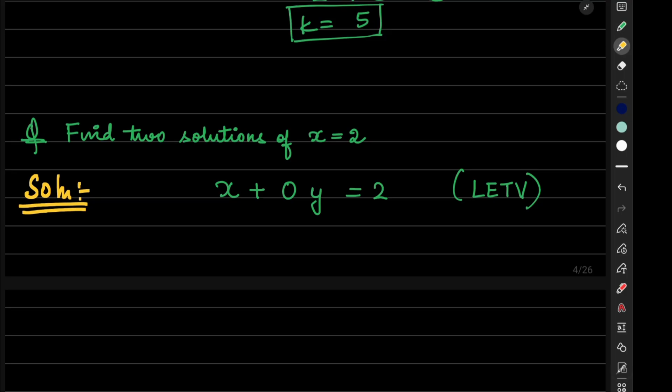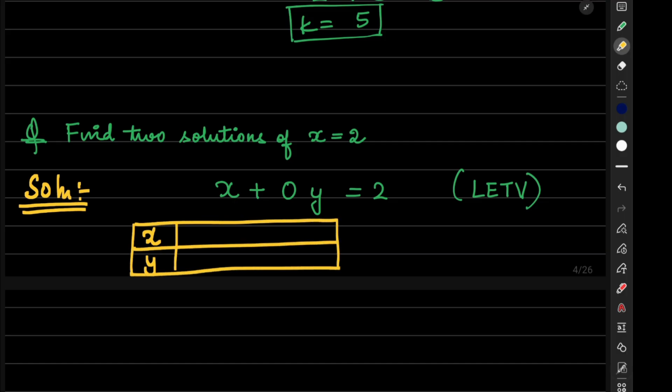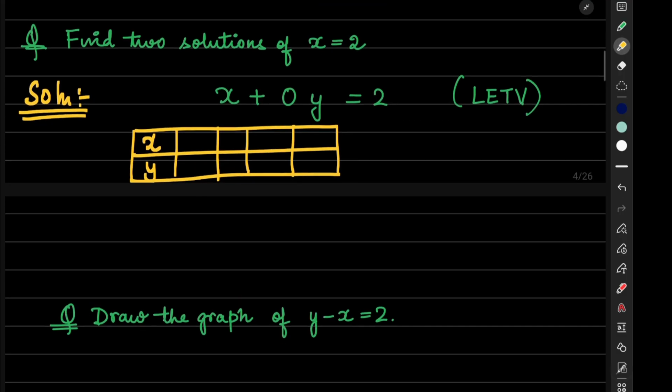Now again, as usual I'm going to draw a small x and y table so that it's easier for me. Try to draw it more neatly. Here you have to just plug in the value. Whatever be the y value, if y is 0, what is x? x plus 0 equal to 2. So x equal to 2. So here if you have got your y as 0, x equal to 2.